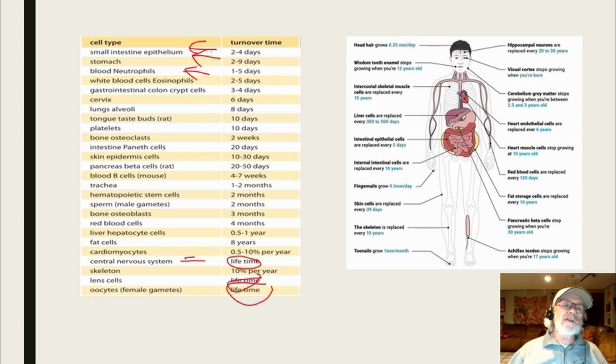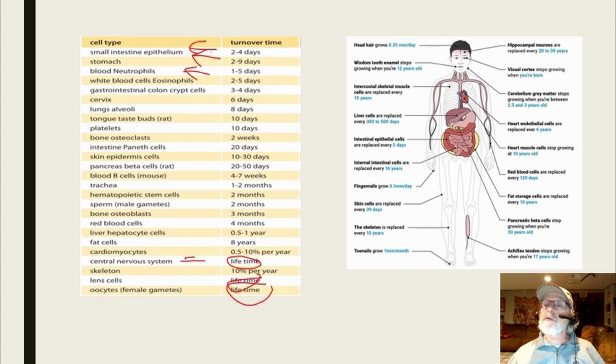Okay. So this just tells a little bit about how things are actually reproduced and turned over, and the same thing over here, just in a little different way of looking at things. Okay. A little about skin cells are replaced every 39 days. Visual cortex stops growing when you're born and stuff like that.